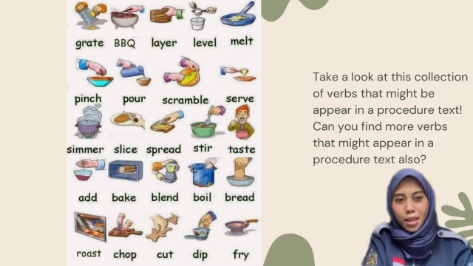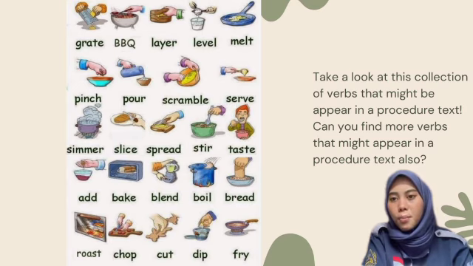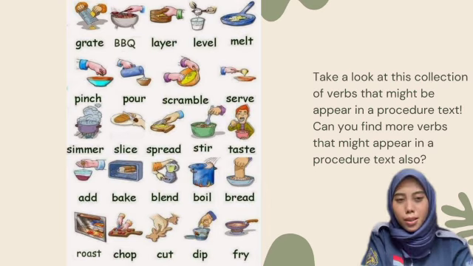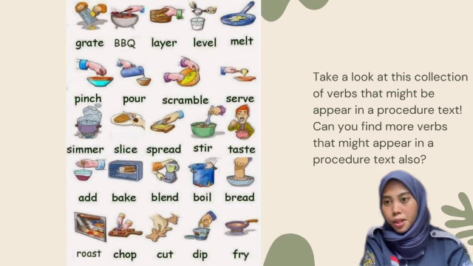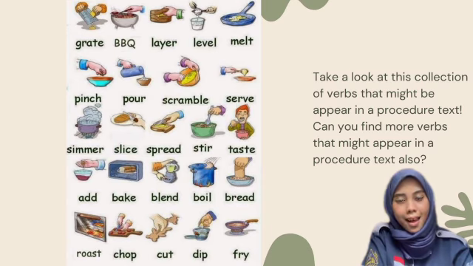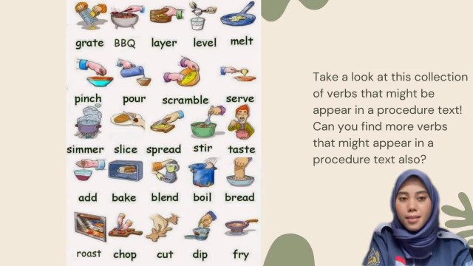Now let's read it together. Take a look at this collection of verbs that might appear in a procedure text. Can you find more verbs that might appear in a procedure text also? So we need to find more verbs that might appear in a procedure text. Remember, this context is about cooking. Let's see. There is also another verb, like deep fry. There's also blanch, and also sangrai.